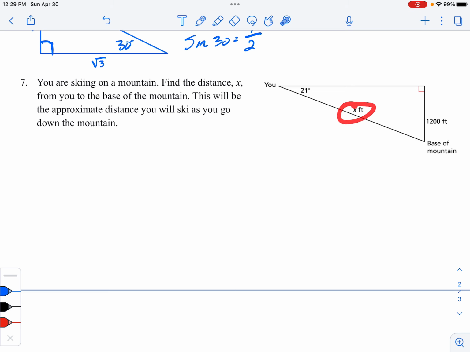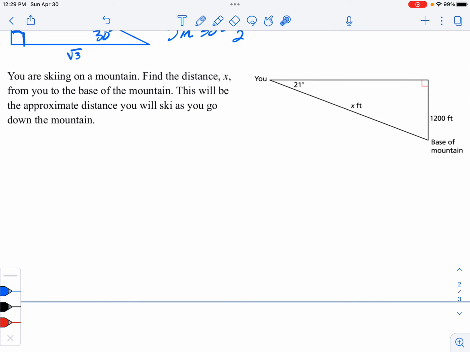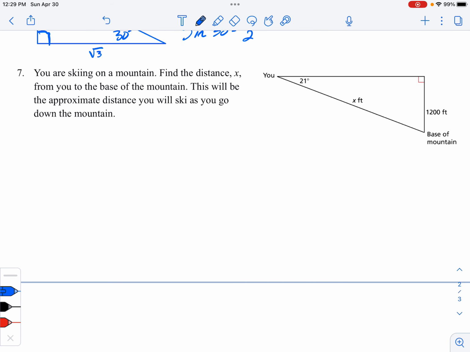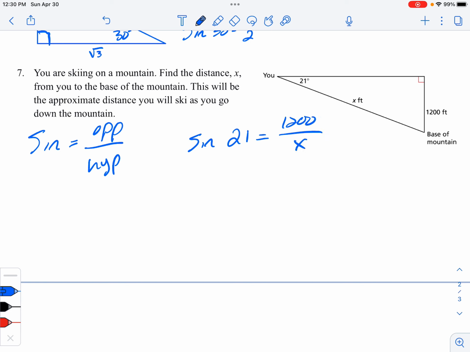So if I want x, if I want the hypotenuse, I have my angle here. The side I know is this 1,200, and that's the opposite side. So if I know opposite and I want hypotenuse, okay, sine is my relationship. Sine is opposite over hypotenuse. So that's the ratio that I want to use. So the sine of 21, sine of that 21 is opposite 1,200 over hypotenuse x.